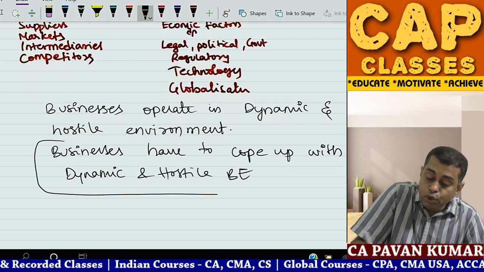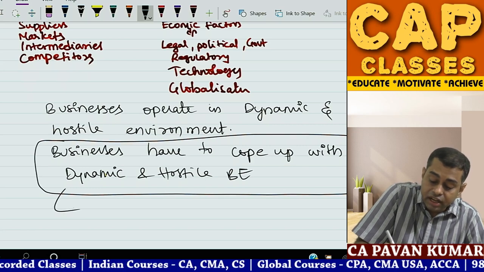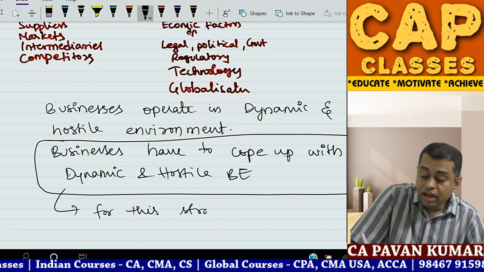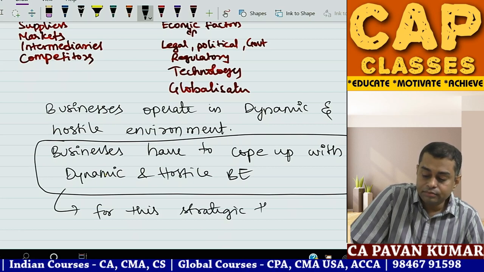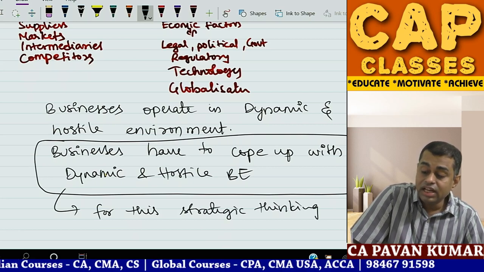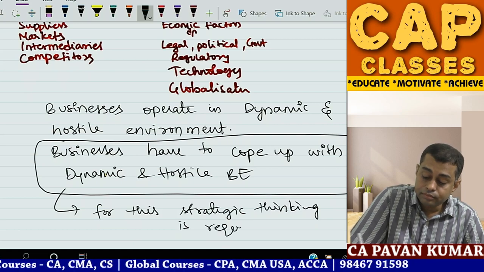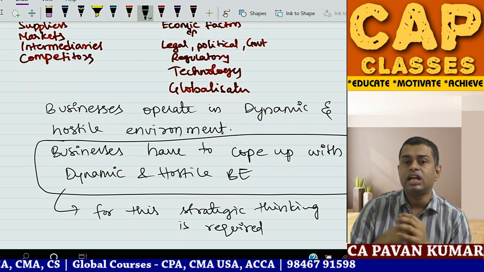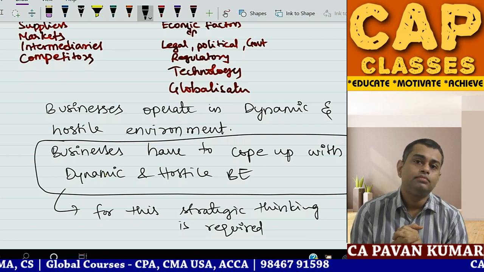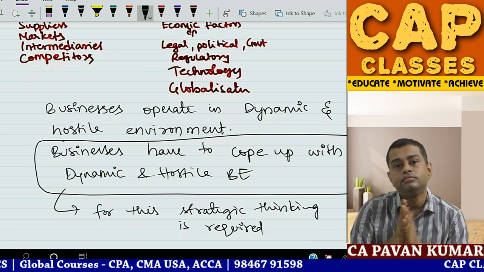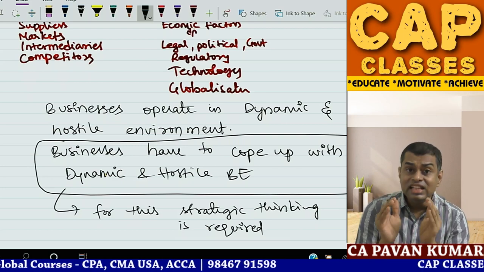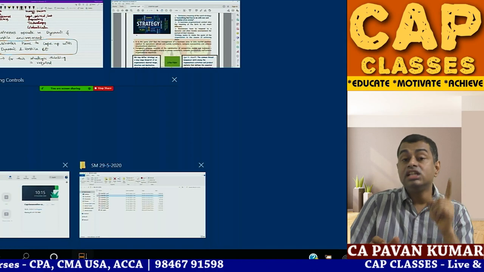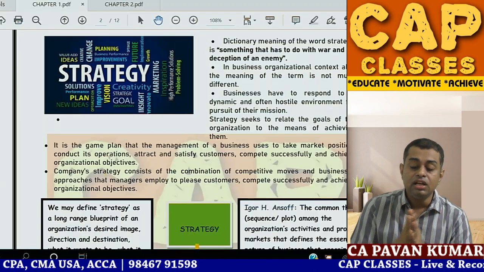For this, you need to have strategic thinking. Strategic thinking is required. Smartness is required. Leadership is required. Resources are required. You understand? So this is business environment. Now let us go back to our question. Where did we start? Strategy. We started with strategy.